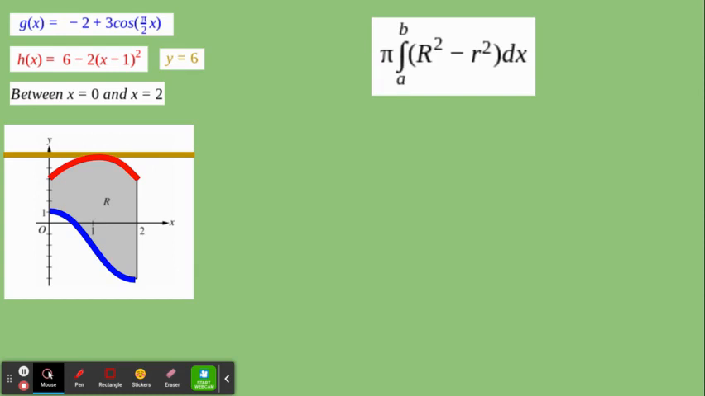Let's start with the easy part, finding the limits. As you can see, the problem says that we're between x equals 0 and x equals 2. So a equals 0 and b equals 2. Now for our big R, you do your axis minus your outer function in this case because the axis is above our function. So big R equals 6 minus g of x.